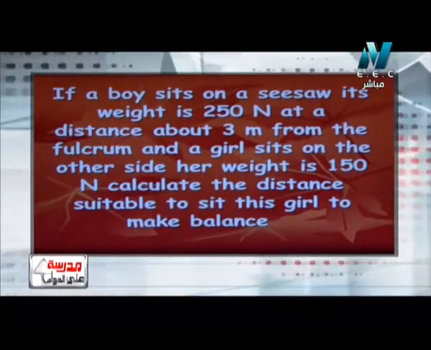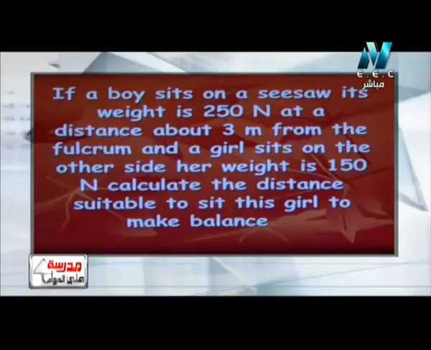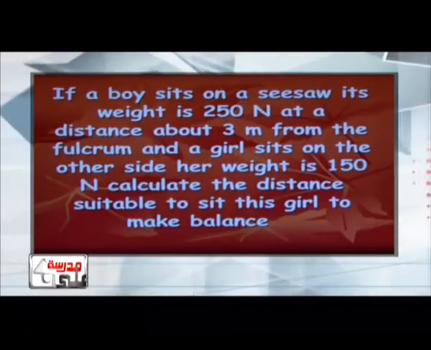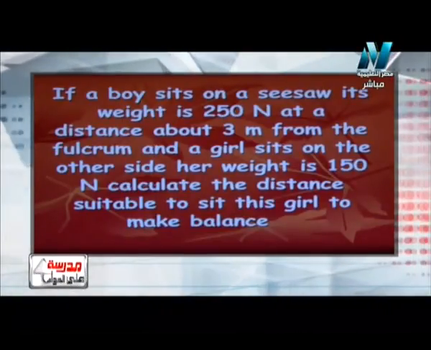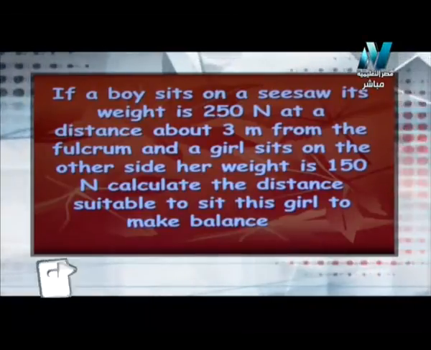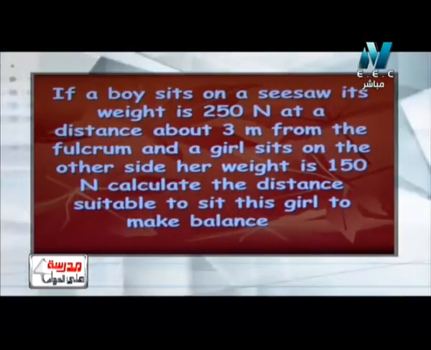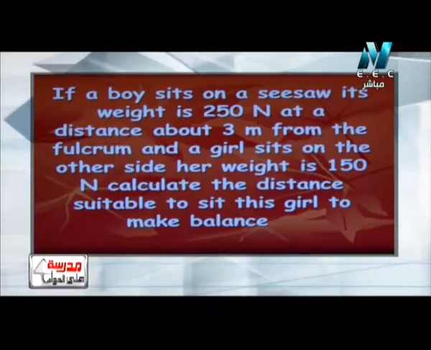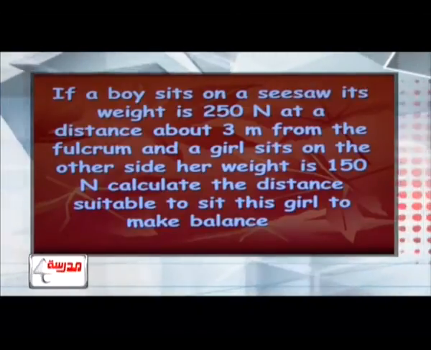So if a boy sits on a seesaw, its weight is 250 Newton at a distance of 3 meters from the fulcrum, and a girl sits on the other side. Her weight is 150 Newton. Calculate the suitable distance for this girl to sit to make balance.